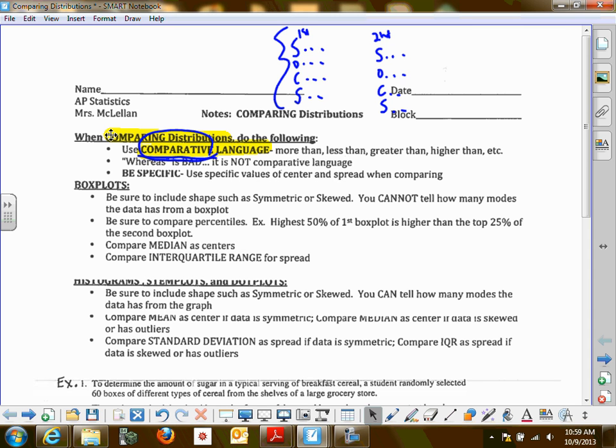Whereas is a word that gets you in trouble. You can say the center on this one is like 15, whereas the center on this one is 17. Have I connected those two together? I said the center on one box plot is 15, whereas the center on this one is 17. Have I compared them? No. So steer clear of saying whereas, because that's just comparing them separately.